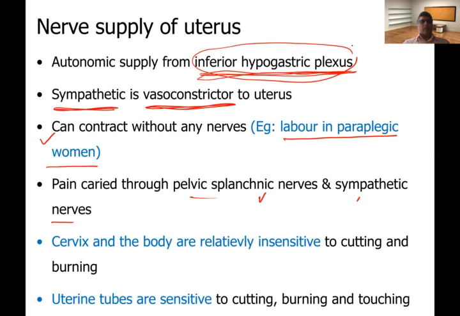And the cervix and the body of the uterus are relatively insensitive to cutting and burning, but the uterine tubes are very sensitive to cutting and burning. Uterine tubes are highly sensitive.